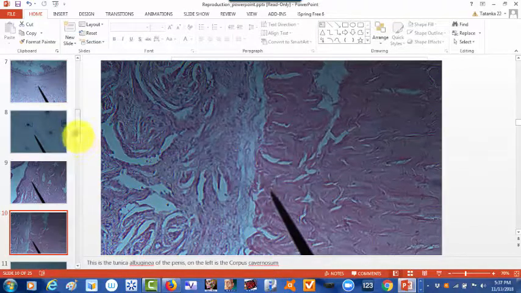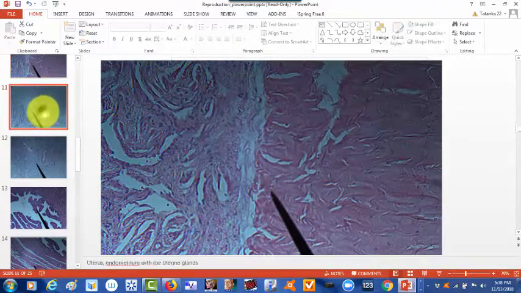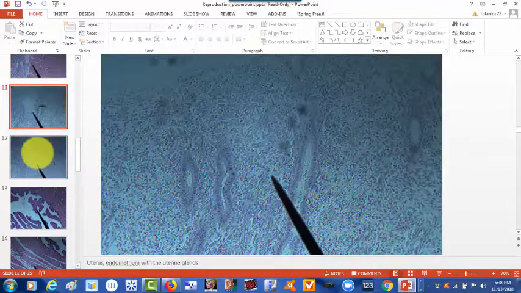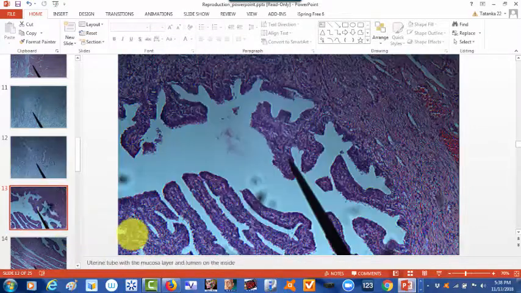Now we're not going to do all of these slides in this PowerPoint. Like this, for instance, is a uterus. We don't have this slide anymore, so don't worry about that. This is a uterine tube, which is a fallopian tube. This is supposed to represent the inside of a fallopian tube. These are the layers, you know, the middle layer of a fallopian tube.